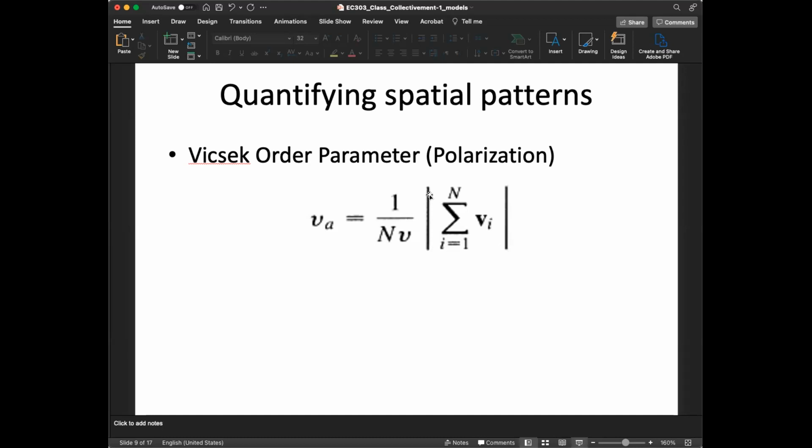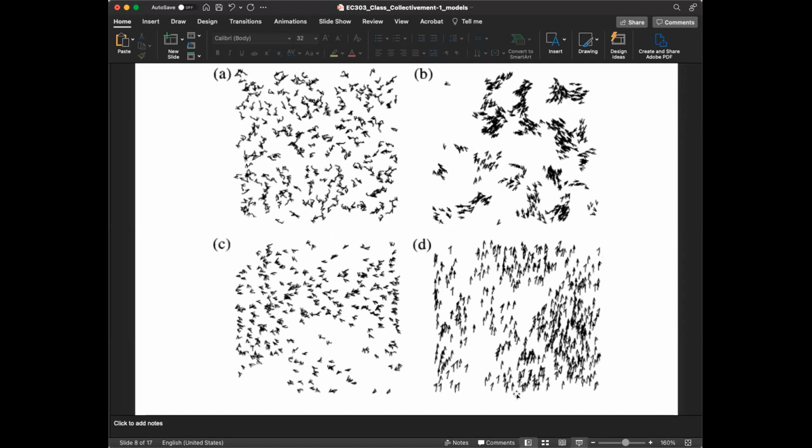N times V, exactly, where V is the speed. If V is the speed, this summation with the modulus will be equal to n times V, because everyone is moving in the same direction. The vectors just add up, right? So basically, this means that the order parameter will be equal to 1 when everyone moves in the same direction. So for picture D, if you compute this Vicsek order parameter, it will have a value of 1.